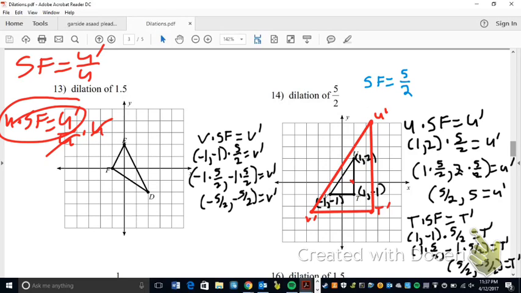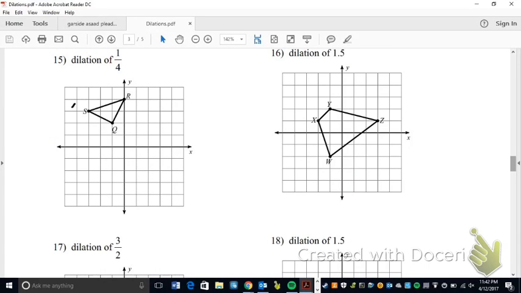My pre-image is the one I was given. The pre-image underwent a transformation. In this case, it was a dilation. And so therefore, the image, that which occurs after the transformation, would be the red triangle. Next, we are going to do number 15. Now, number 15 is tough because we're doing quarters, okay?